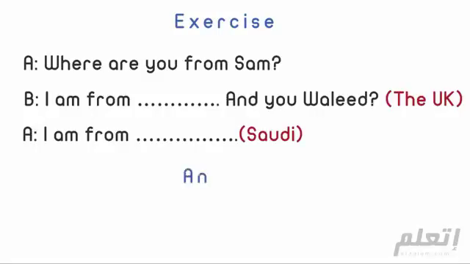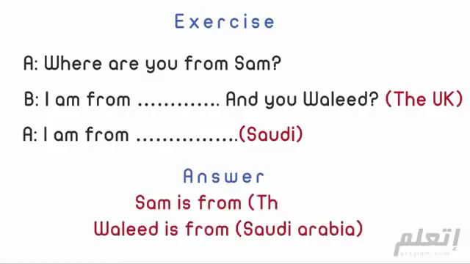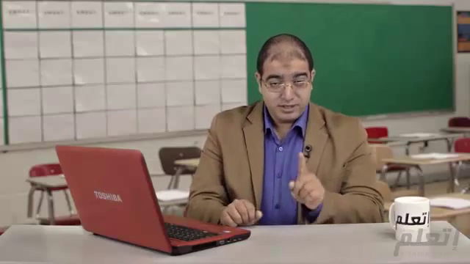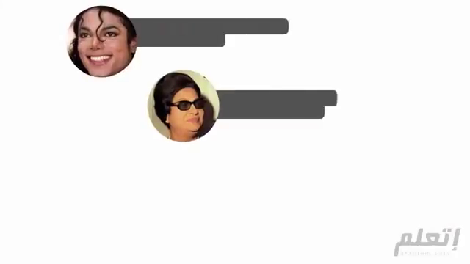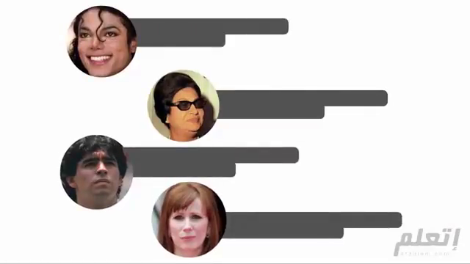Now, the answer for this exercise is Sam is from the UK and Walid is from Saudi Arabia. Not that difficult. Now, let's come to something else. Now we're coming to a fantastic exercise here. As you see, we have 4 different pictures for 4 famous people. Picture number 1, picture number 2, picture number 3, picture number 4.